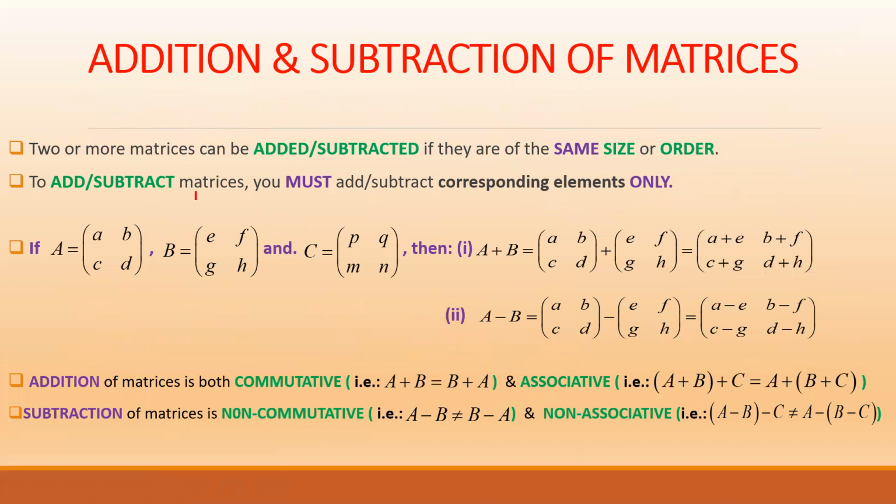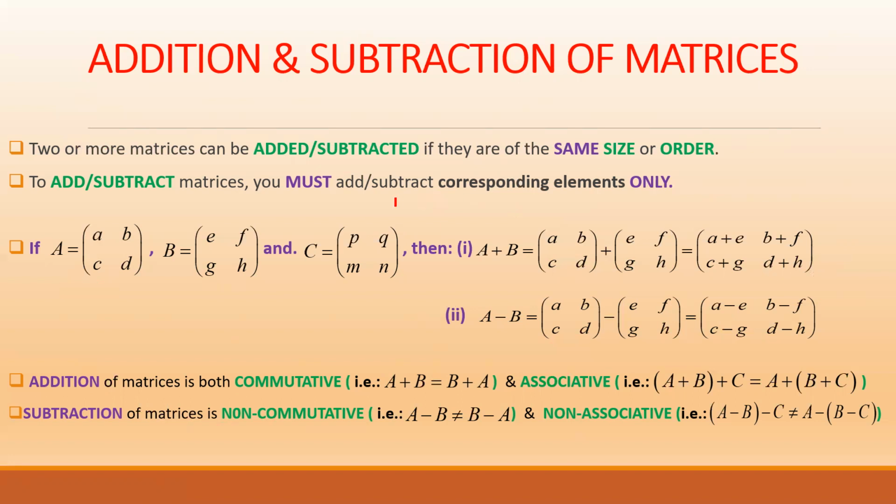To add or subtract matrices, you must add or subtract corresponding elements only. So now that we have established that to add or subtract matrices, they must be of the same sizes or orders, that means the number of rows in matrix 1 must be the same as the number of rows in matrix 2, and the number of columns in matrix 1 must also be the same as the number of columns in matrix 2. With that, guys, it means that they would be compatible and we can add or subtract them.